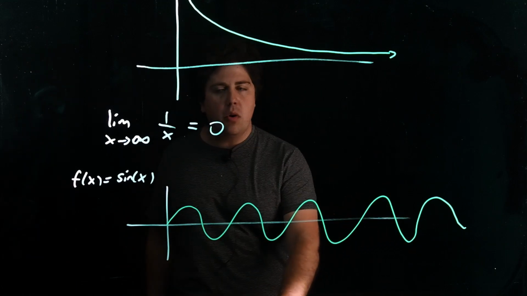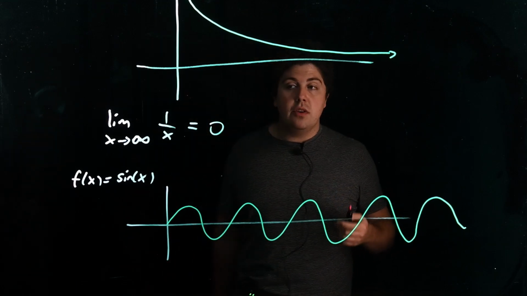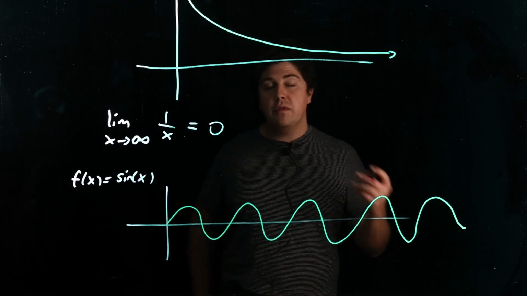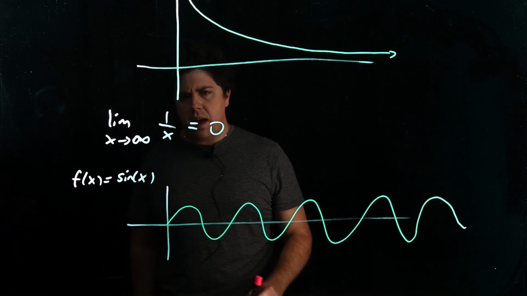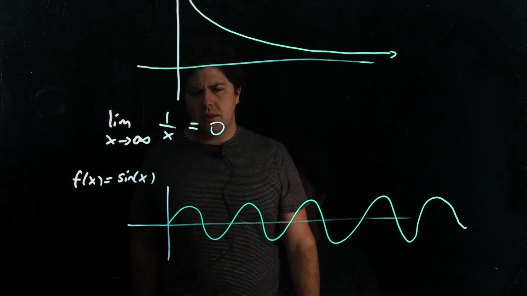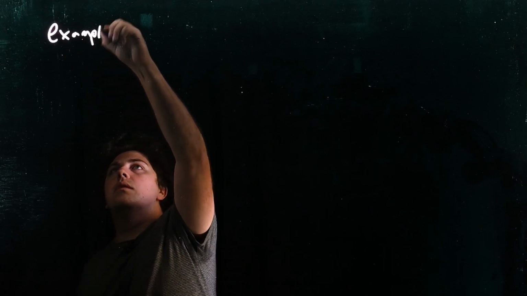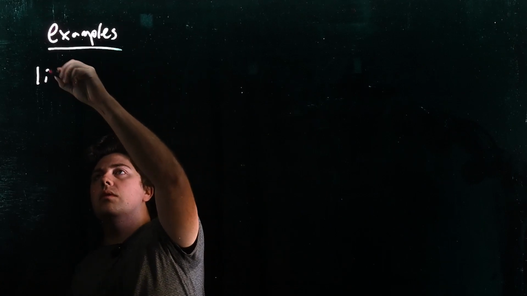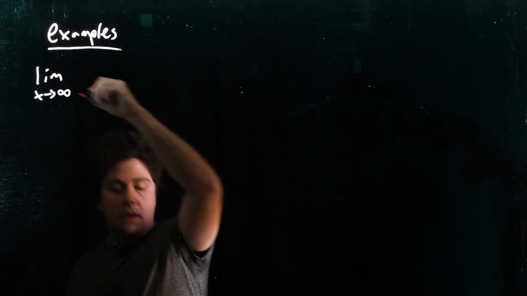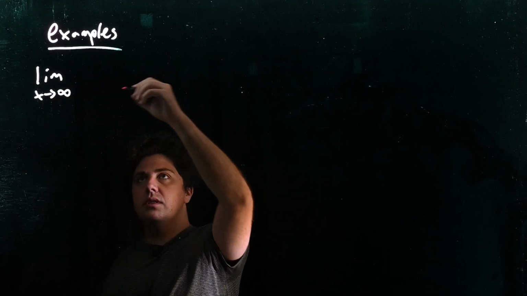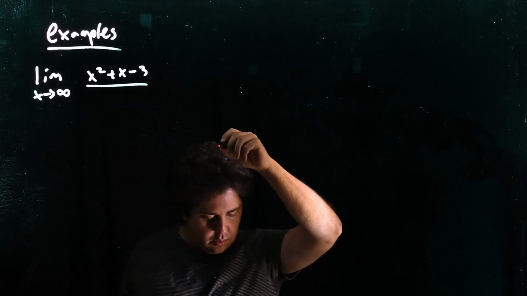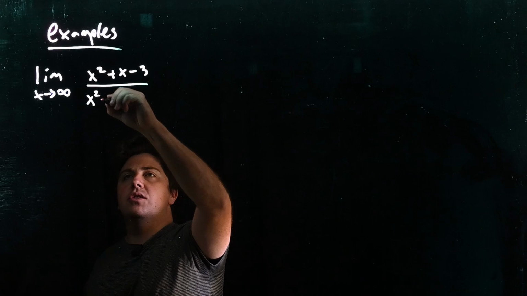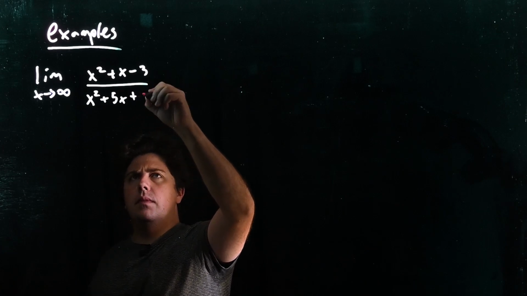But a lot of functions are going to, and basically what we can do is the same sort of limit laws that worked for finite limits are going to work for limits at infinity too. So taking this as read, let's work through some examples. So first let's do the limit as x goes to infinity of, let's just say, x squared plus x minus 3 all over x squared plus 5x plus 1.